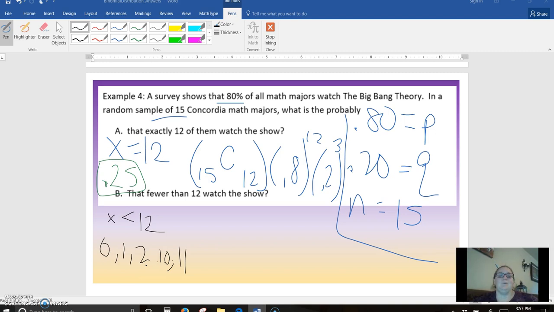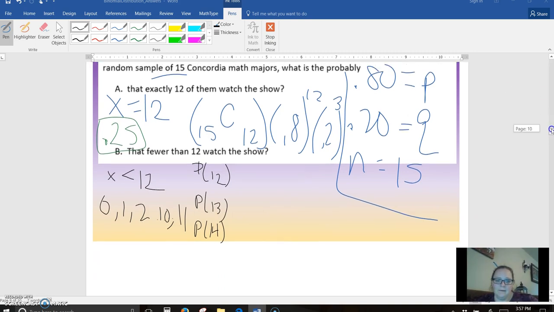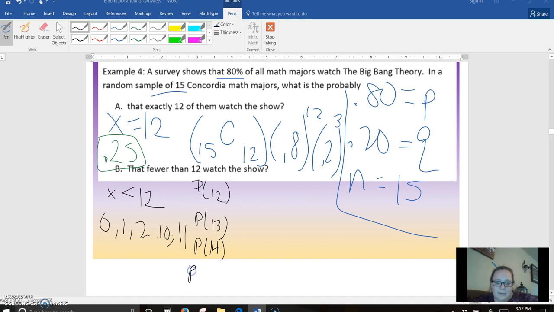Okay? It would be way easier if we did probability of 12, probability of 13, probability of 14, probability of 15, took that number and subtracted it, because the sum of all of these probabilities is going to be 1. So if I do the smaller one, 12, 13, 14, 15, and then subtract it from 1, I'll get this guy.